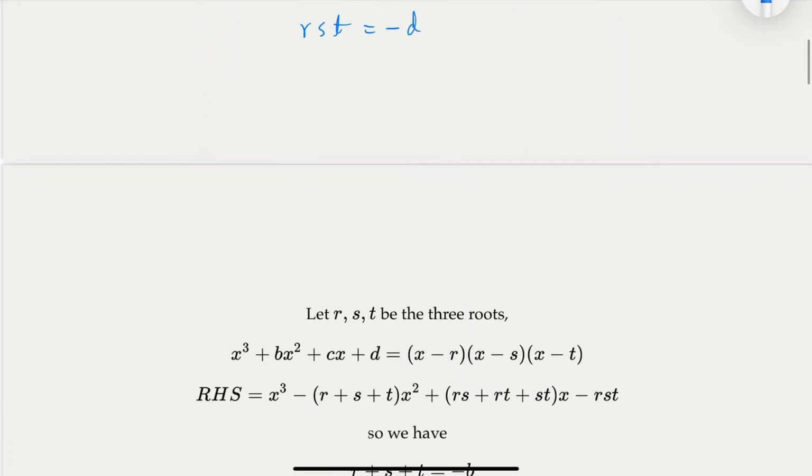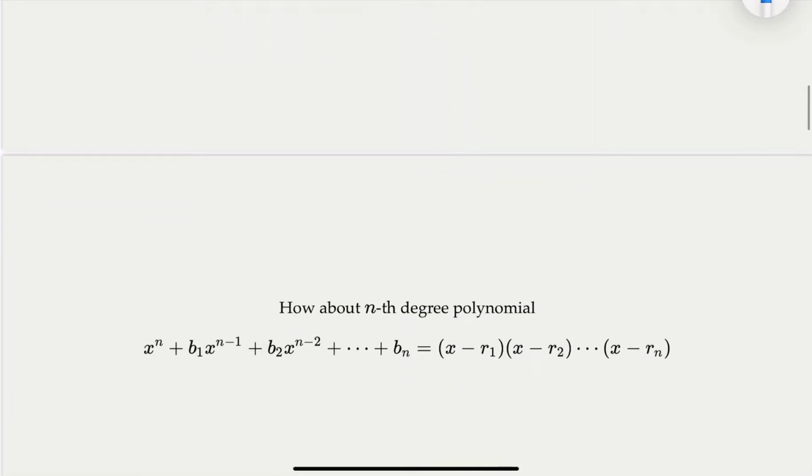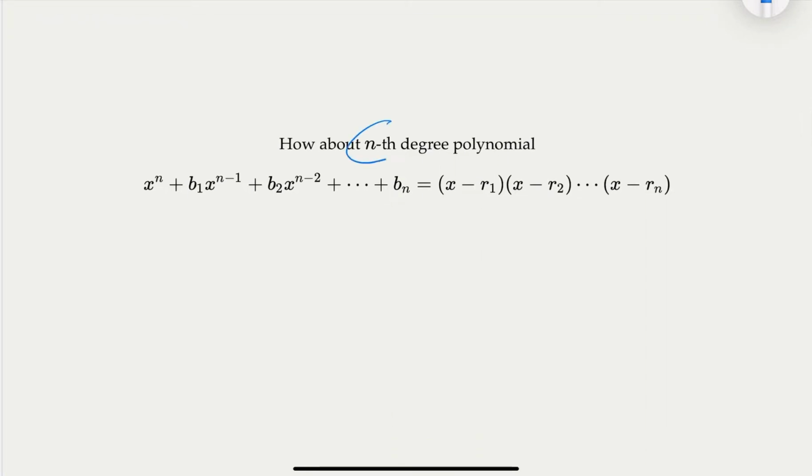Now you may have to think why that is the case, right? Can we generalize for the higher degree? What happens to degree 4 when we have 4 roots, or degree n where we have n roots? So let's look at that. For the nth degree, with a leading coefficient of 1, we're going to have n other constants, and then we have n roots. In this case, we're going to say r1 to rn are the n roots.